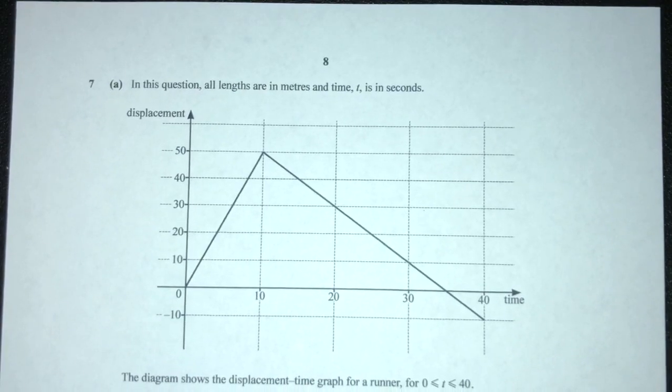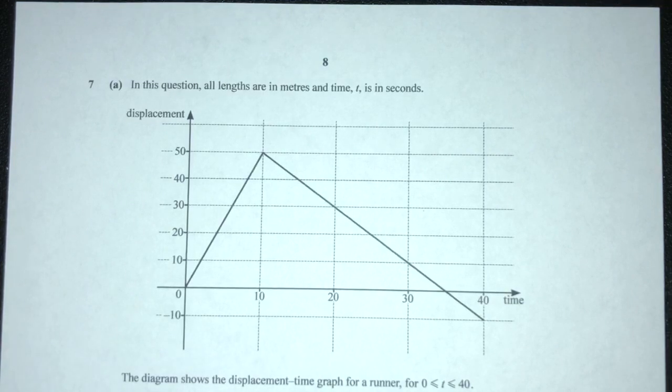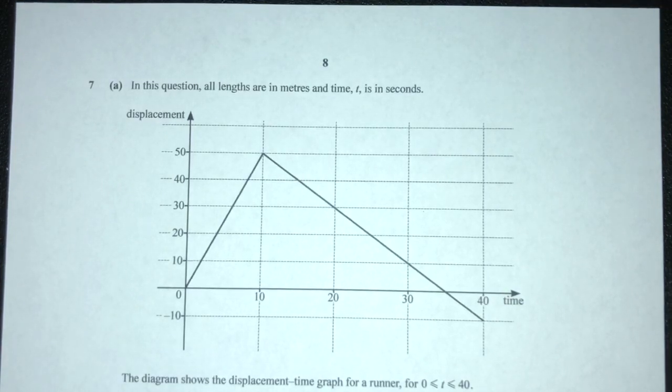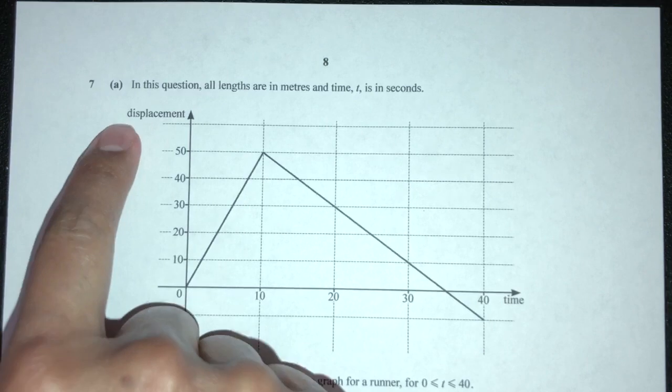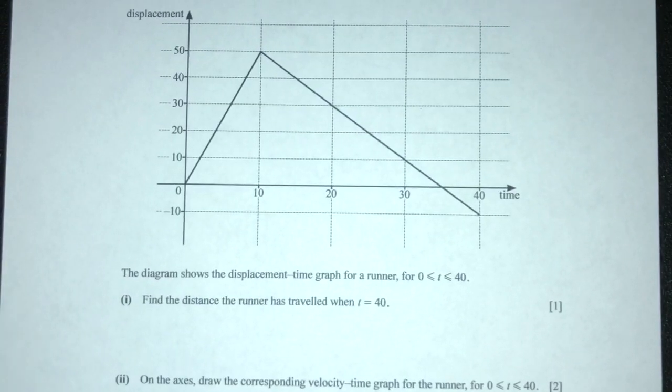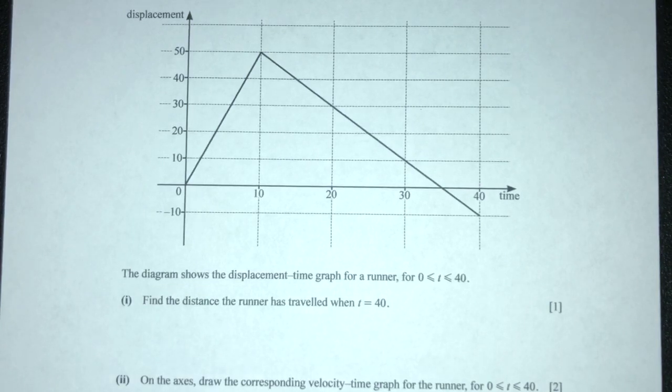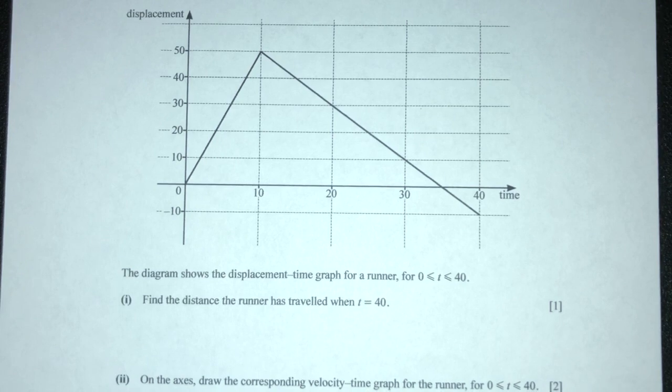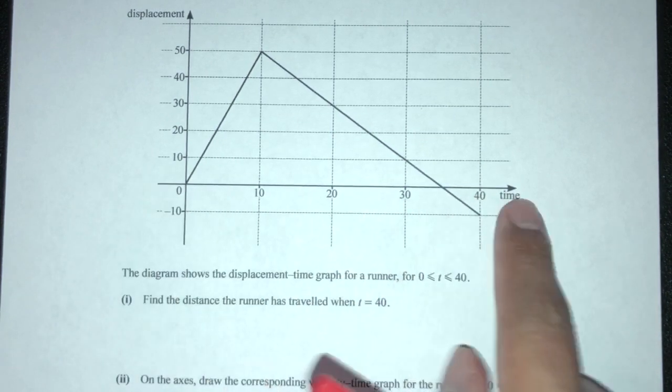Now let's move on to question number 7. So in this question, all lengths are in meters and time t is in seconds. So first thing first, we have the displacement time graph. Fair enough. What do we need to do here? So the question is, the diagram shows the displacement-time graph for a runner between the time of 0 till 40. As you can see here, we have time for the runner.